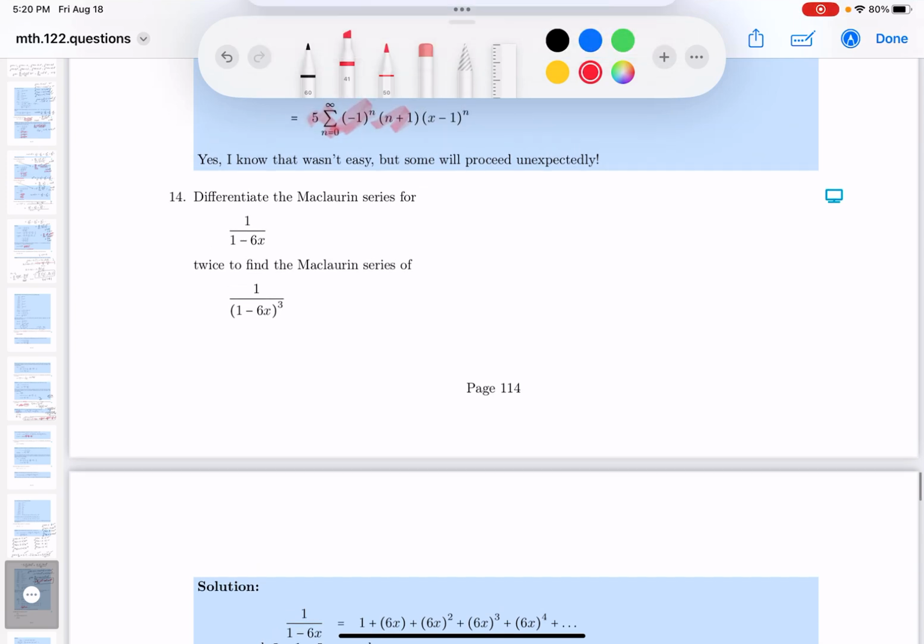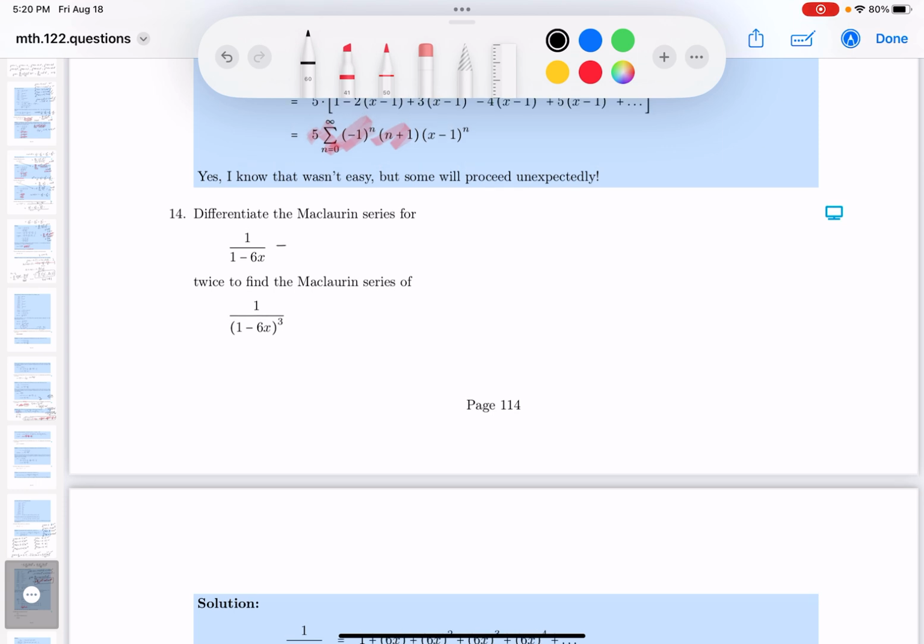All right, before I do anything, it says, differentiate the Maclaurin series. Well, let me write the Maclaurin series down for this. And I want to remind you that we're looking at this geometric series. What's it going to be? 1 plus u plus u squared plus u cubed plus yada, yada, yada. Let me write it down for you. And I'll certainly simplify it before I differentiate it.